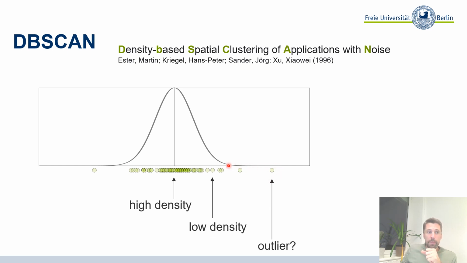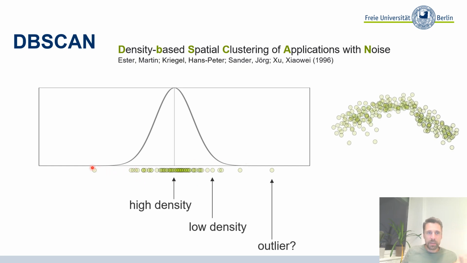So the idea behind DBSCAN is to estimate the density of the points, identify points that are in the core of a distribution, identify points that are in the border area of a distribution, and identify points that are neither, and throw these away, and assign the others to a cluster. So this is a one-dimensional distribution, and this idea works even in higher dimensional spaces.